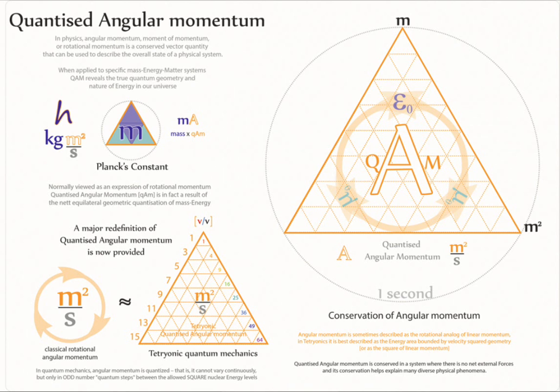Of course, with the equilateral geometries reflecting quantized angular momentum, obviously a relationship can be drawn up to the classical idea of angular momentum being a vector rotation about a point. Tetryonics shows that at the quantum level of Planck's constant, it's no longer a vector rotation about a point, it is in fact an equilateral geometry that gives us the square meters per second and forms the basis of all mass, matter and energy geometries in physics.